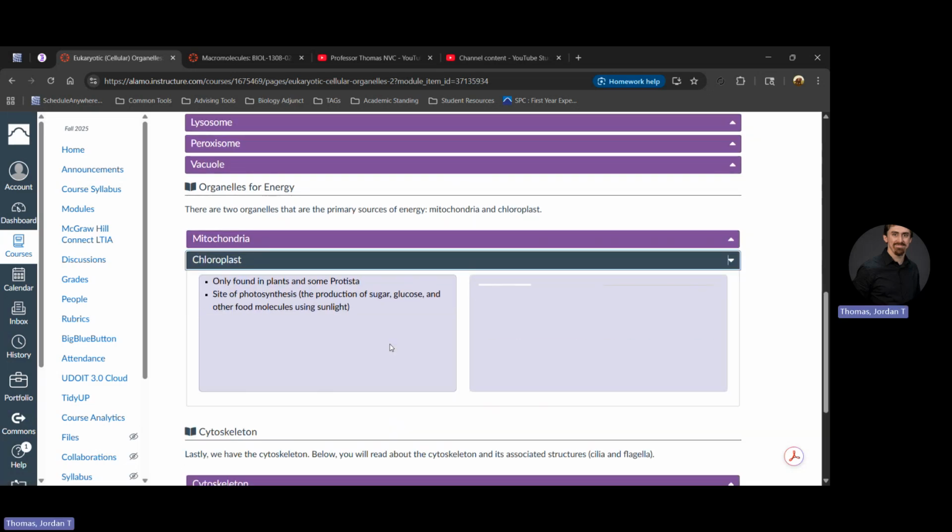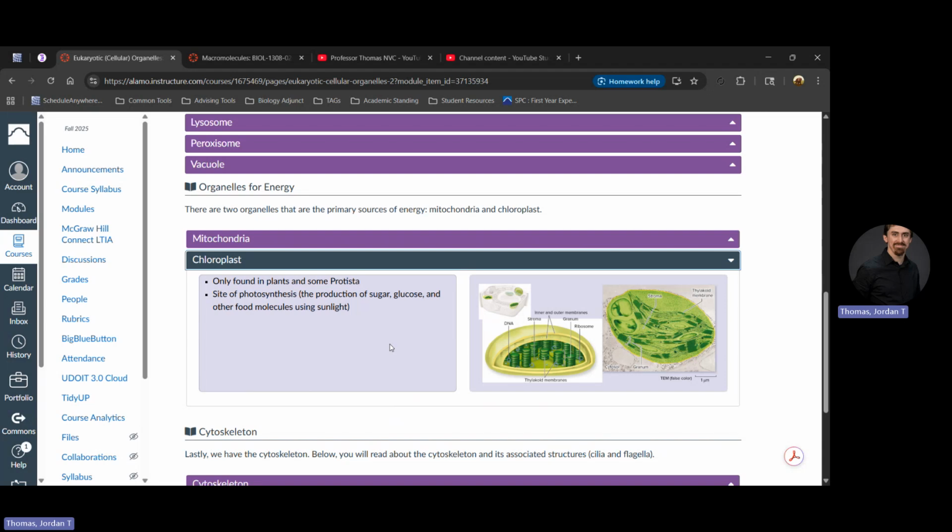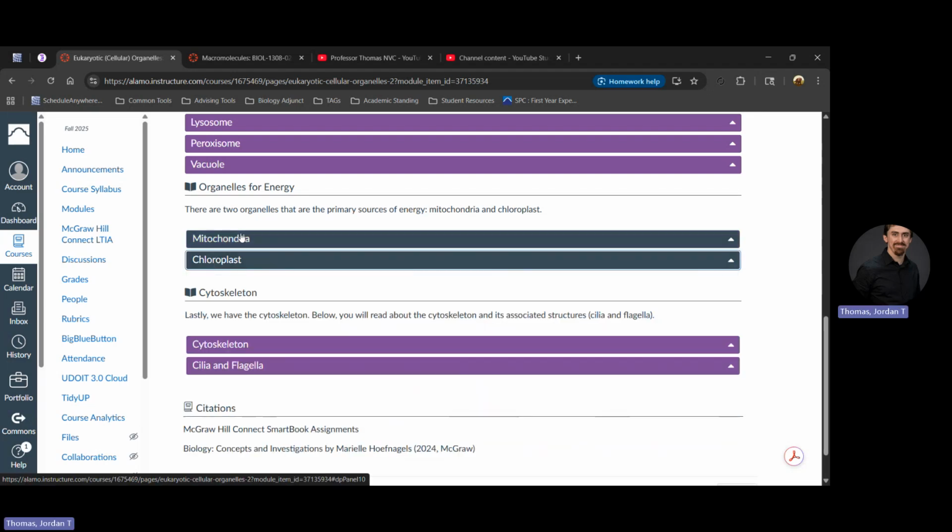Next is chloroplast. Chloroplast is only found in plants and some protista. It is a site of photosynthesis, which is the production of sugar, glucose, and other food molecules using sunlight. So cells or animals that can produce their own food, a lot of times they have a chloroplast. Since the chloroplast can take energy from the sun, it can take carbon dioxide and start forming sugars, such as glucose, that can be later broken down to produce ATP. So, the mitochondria produces ATP, it's the powerhouse. The chloroplast produces sugars through photosynthesis.